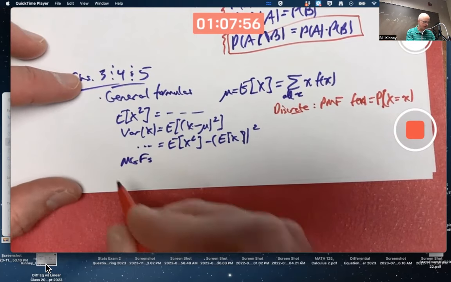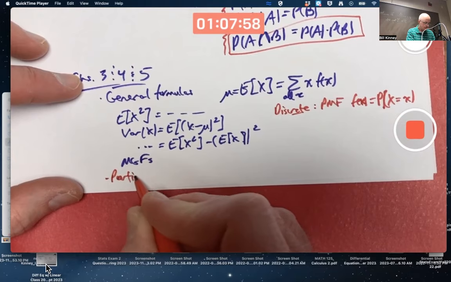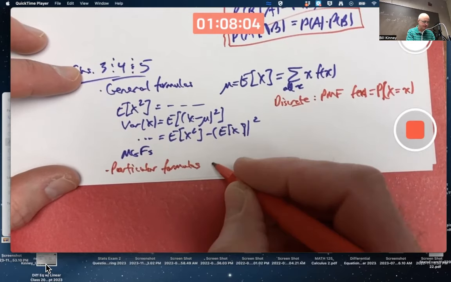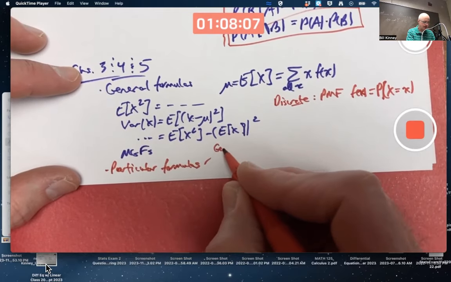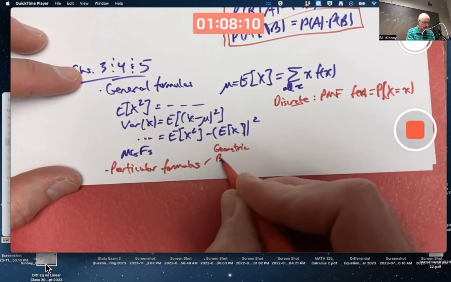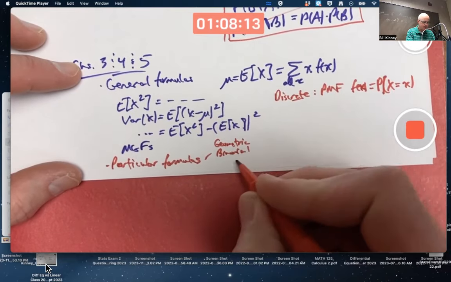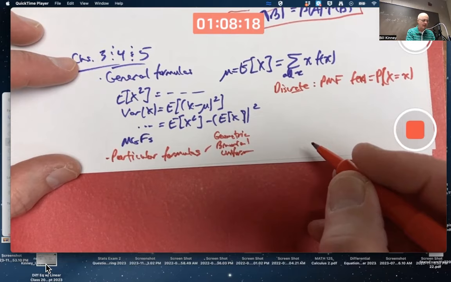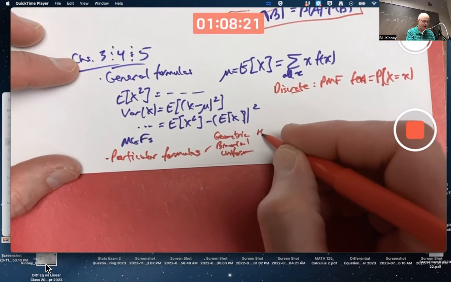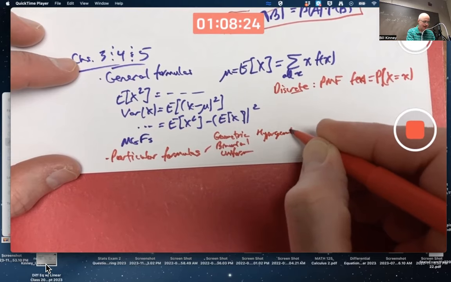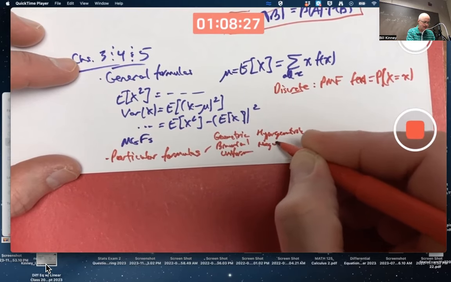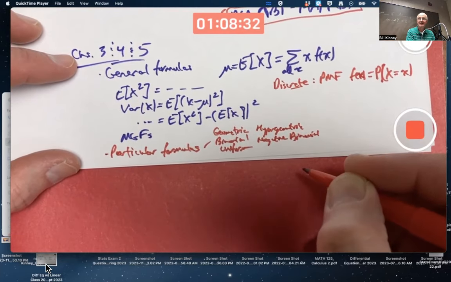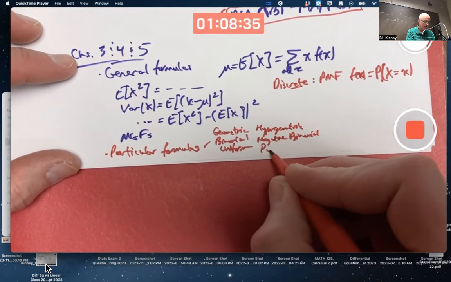And then you've got the particular formulas for all of our special parametric distributions. In the discrete case, we had geometric, binomial. I also talked about the uniform discrete distribution. What else did we have? We also had hypergeometric and negative binomial. This is the first time I taught those, but they did show up. You should review them. And Poisson.